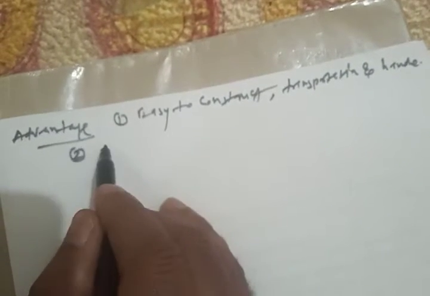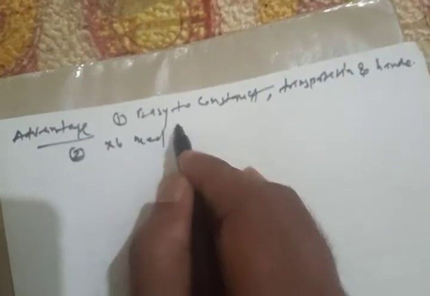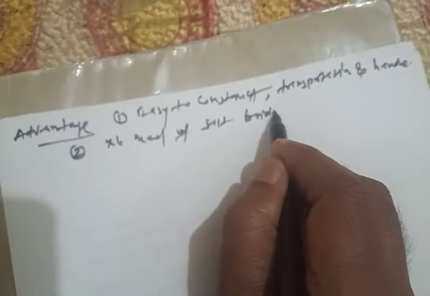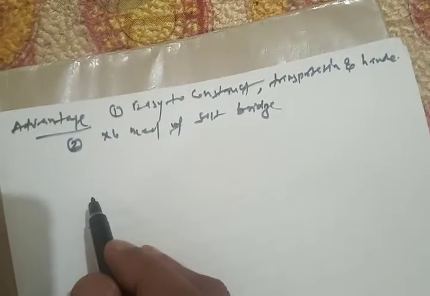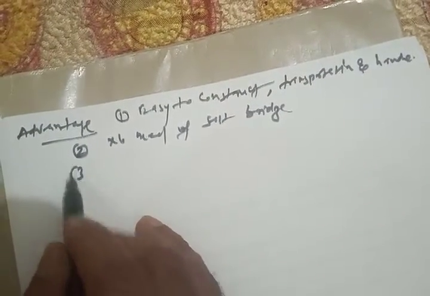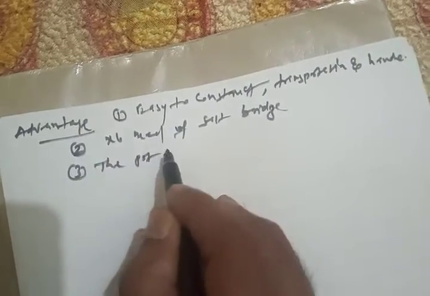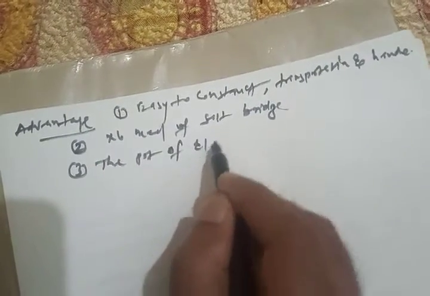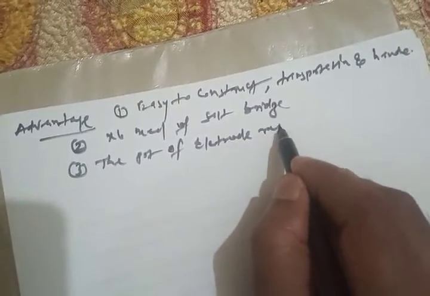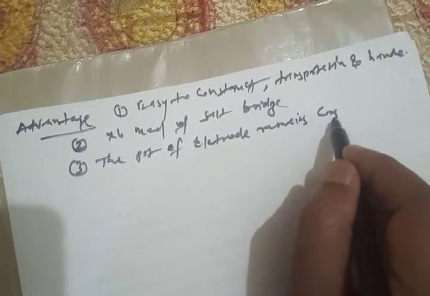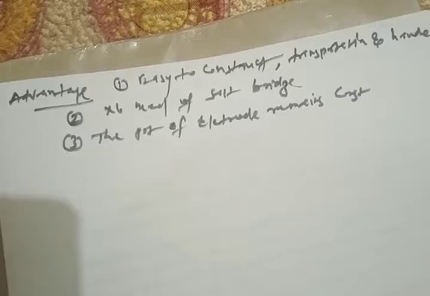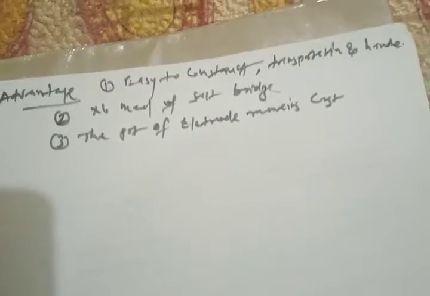Second, and one of the important things, no need of salt bridge. And the third one, the potential of electrode remains constant. This is again very important. So these are the very few and important advantages of Calomel electrode.